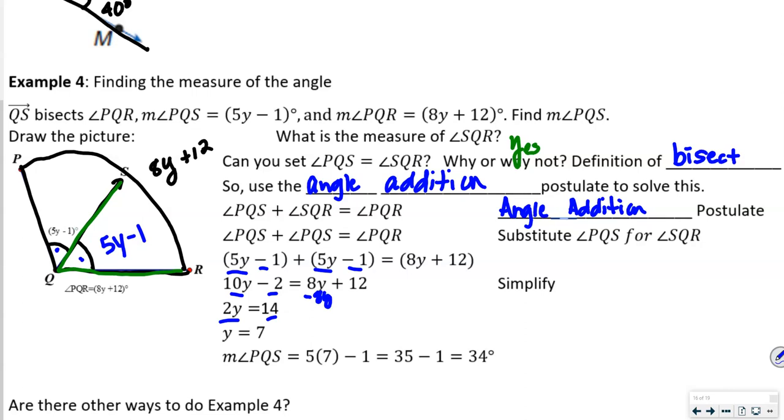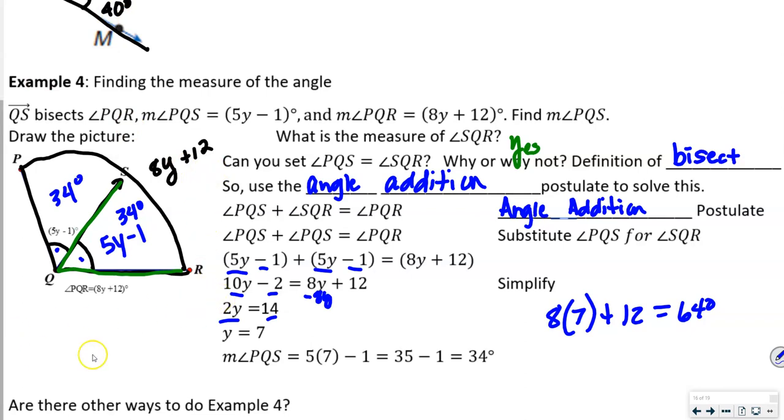Now we can check this question, and this is what I like about this, okay? So obviously both of these, this is 34 degrees, and this is 34 degrees. So what should the whole angle be? It should be 68, right? So let's check that with the whole thing. So 8 times, again, our 7 plus 12, that's 56. Plus 12 is equal to 68. So we could check this by making sure that whole big angle.